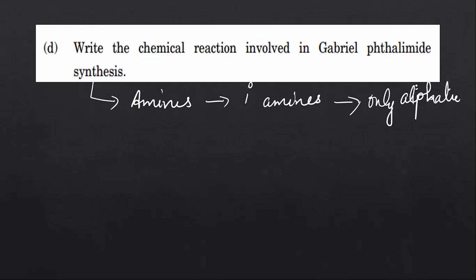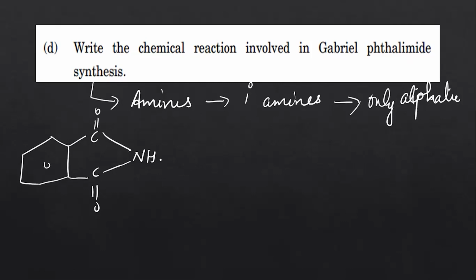Aliphatic primary amines. Okay, yes. Now let us move on to the synthesis. You have to write down the synthesis, right? So Gabriel phthalimide. We have to take a phthalimide. Phthalimide is the imide of phthalic acid. C double bond O, C double bond O, NH. So this is phthalimide.